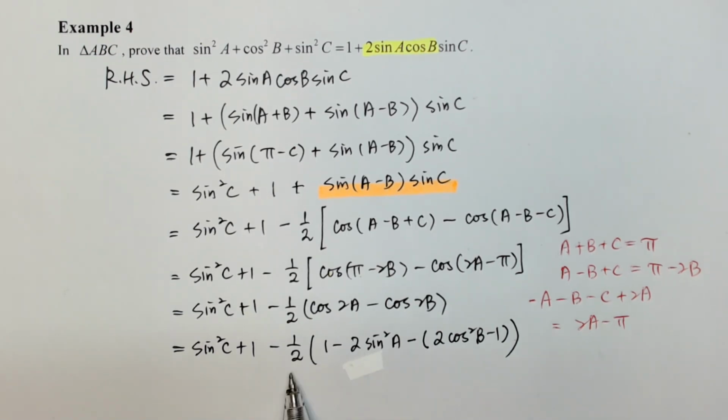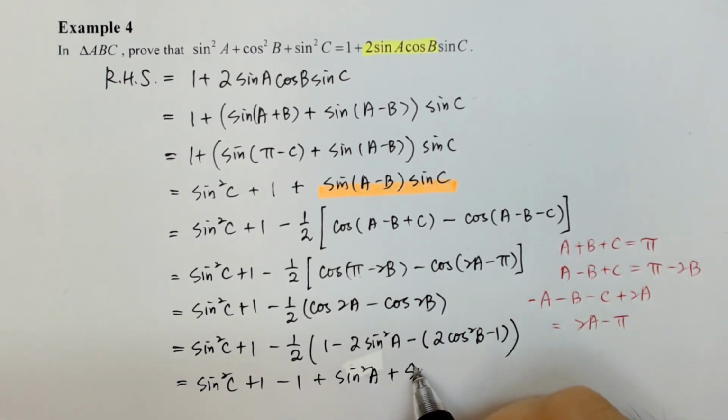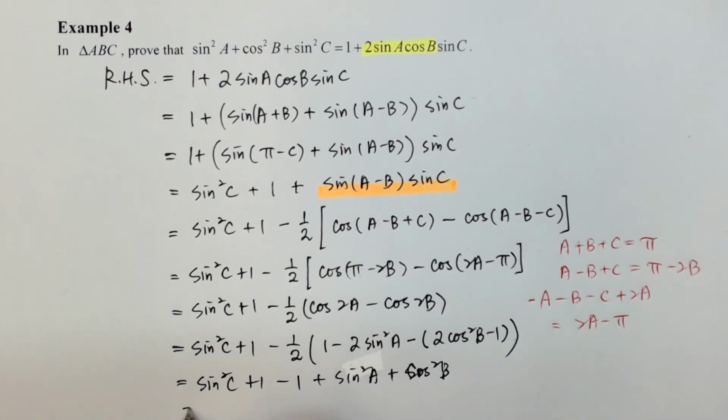And then you know that the 2 is cancelled out. The 1 and minus negative 1 is 1. 2 and 2 makes 2. With this one, we know that is a minus 1. Okay, 1 minus 1 is gone. So with minus 1 plus sine square A and plus cosine square B, and that is sine square A plus cosine square B plus sine square C, which is the left hand side.